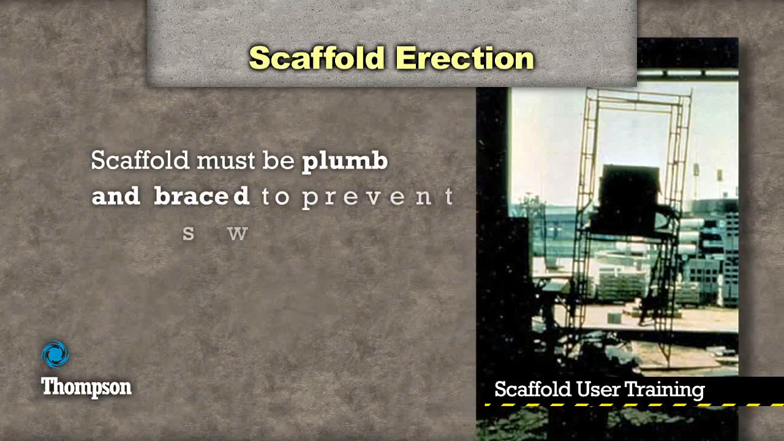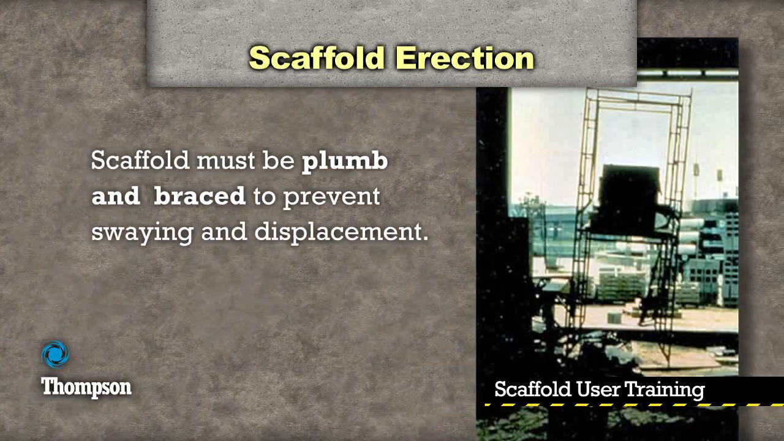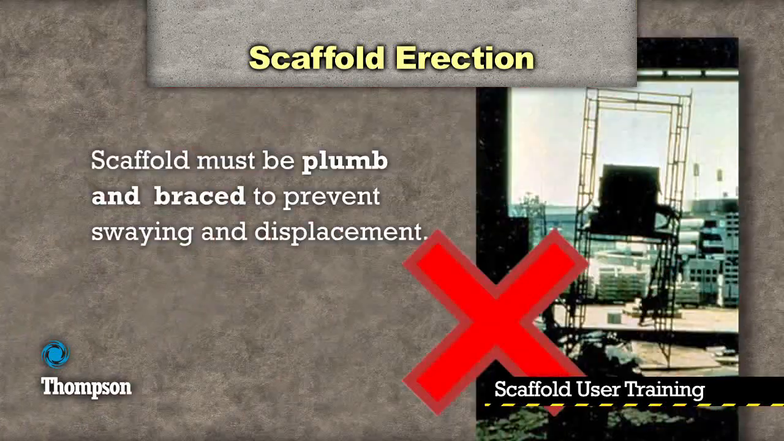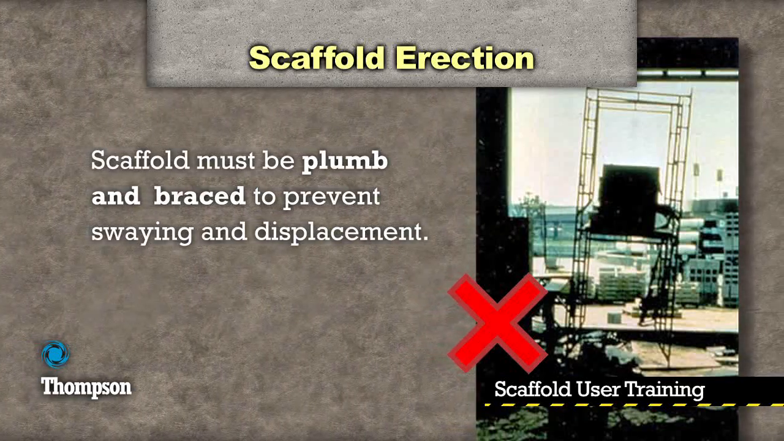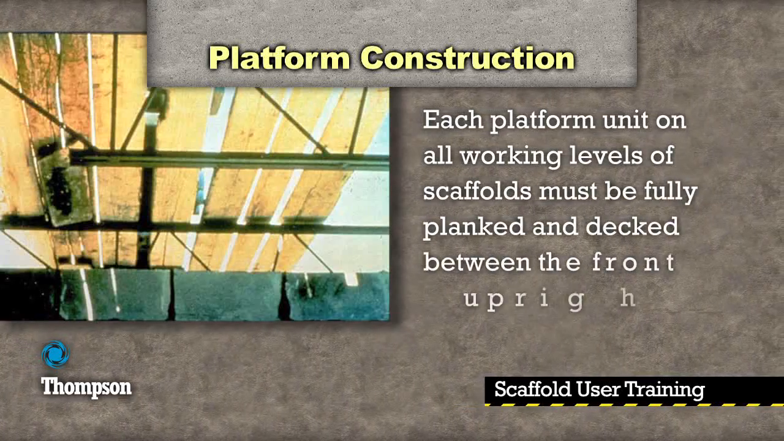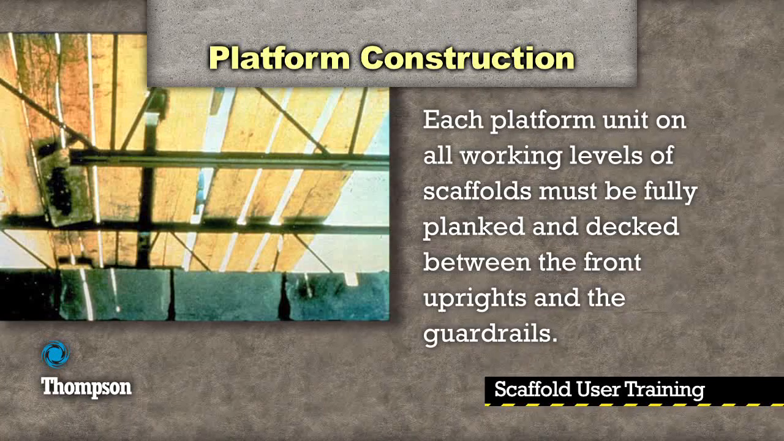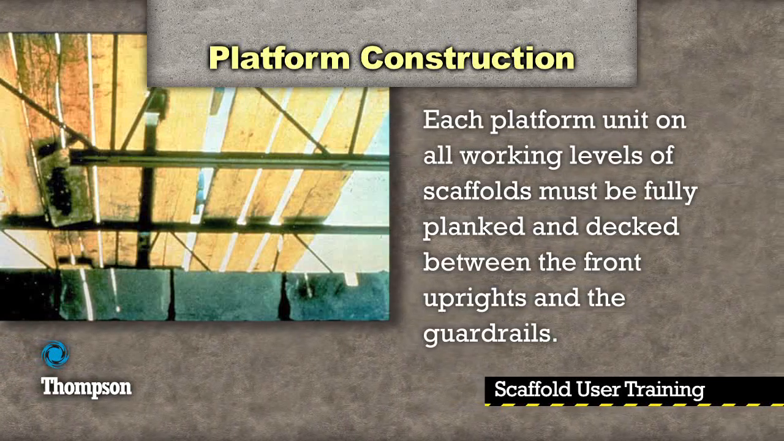Another important aspect of constructing a sound scaffold is making it level and plumb. A scaffold must be plumb and braced to prevent swaying and displacement. The scaffold in this image is far from plumb. Each platform unit on all working levels of scaffolds must be fully planked and decked between the front uprights and the guardrails. The scaffold in this image was not properly planked, and the contractor was cited as a result.